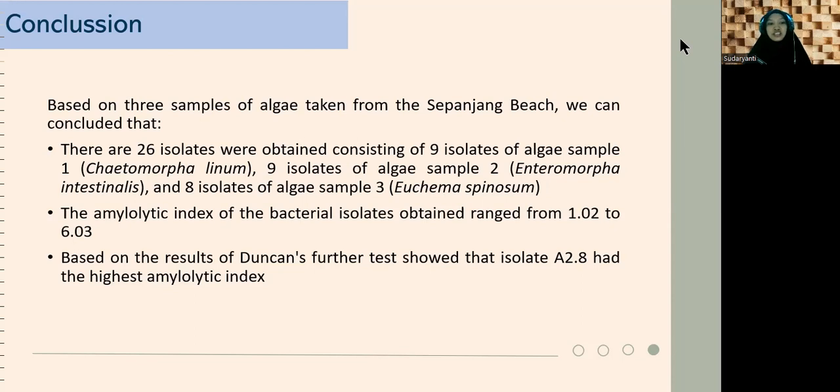The second conclusion is the amylolytic index of the bacterial isolates obtained range from 1.02 until 6.03. Based on the result of Duncan's further test, isolate A2.8 had the highest amylolytic index. And that's all my speech.